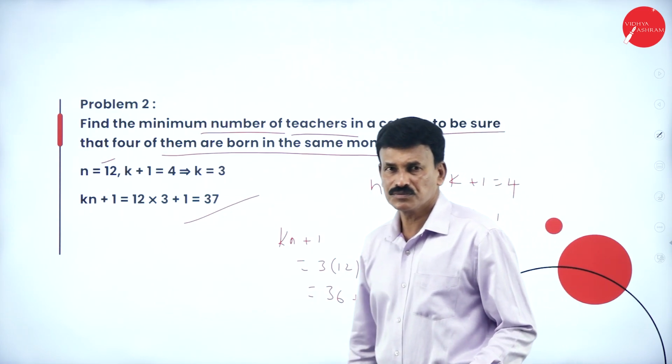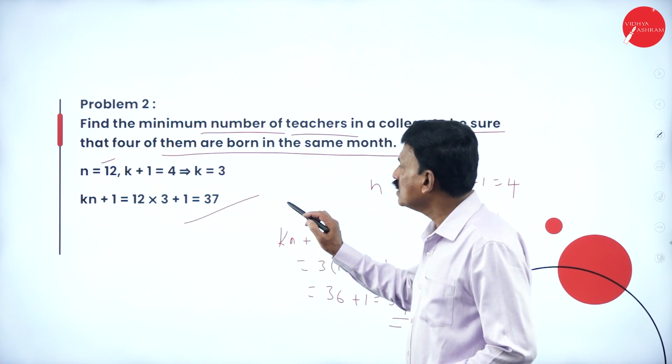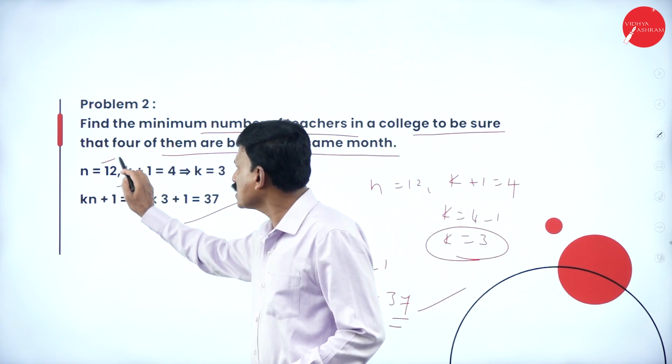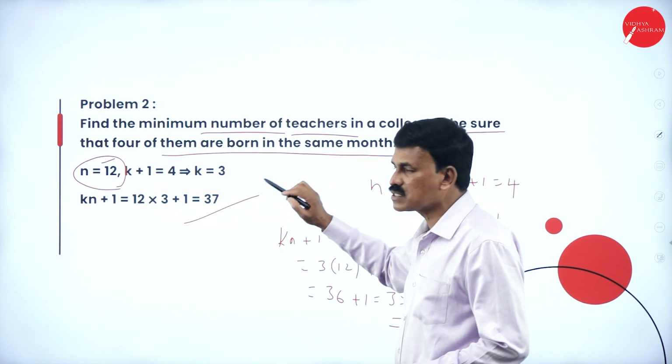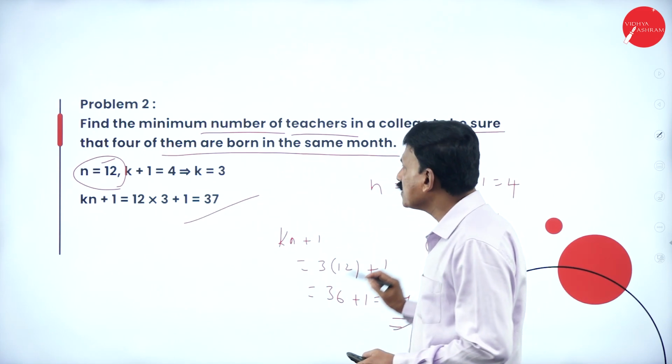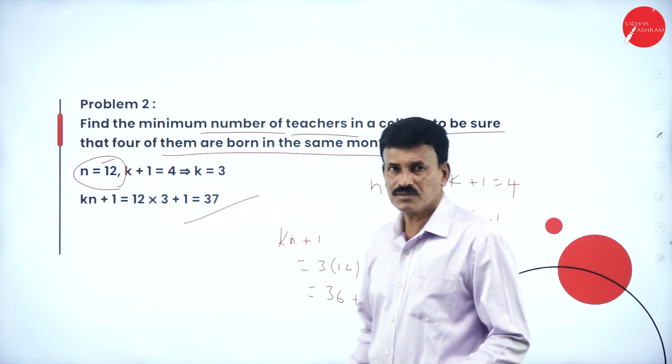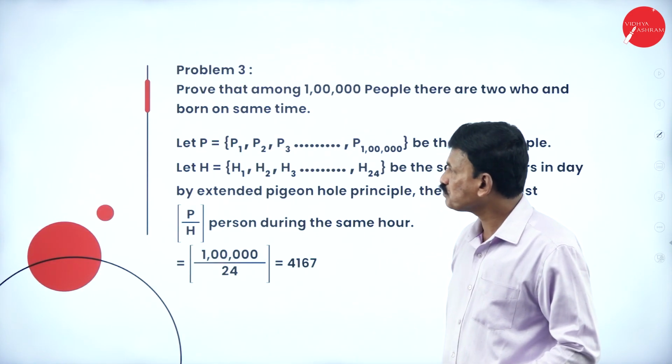Okay. So here N is nothing but the number of boxes, and the number of pigeons here is considered as 4. 4 is the number of pigeons. So there are 37 teachers. Okay. Now let us come to the next problem.